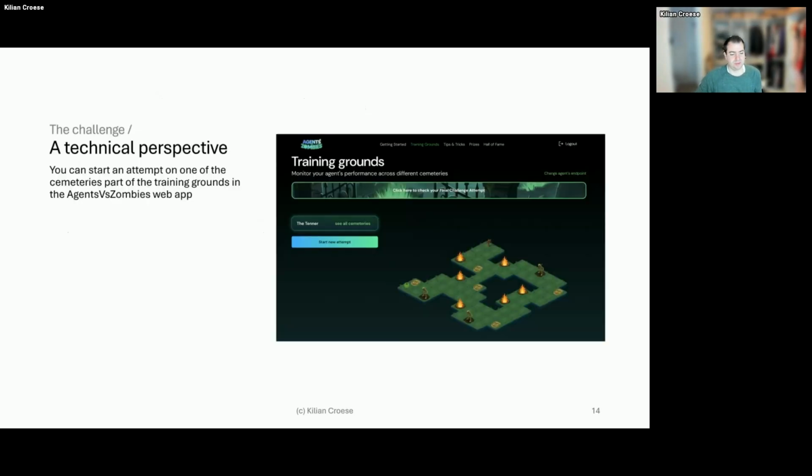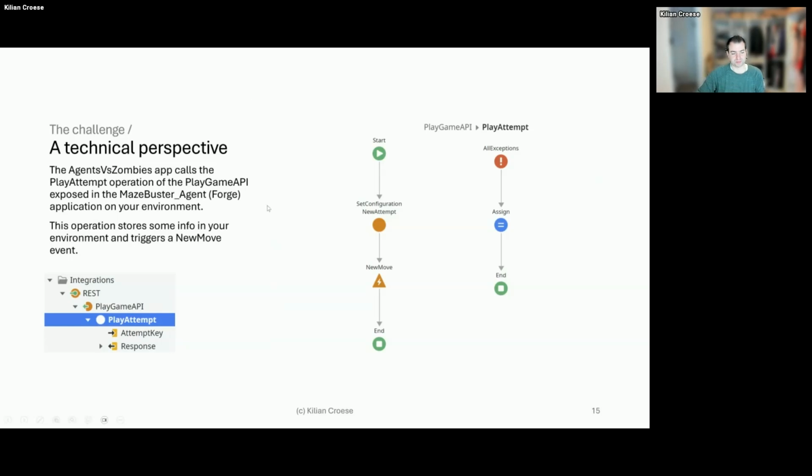Then diving a little bit into the technical parts of it. So I've mentioned it a few times. There's this Agents versus Zombies web application from Outsystems. Once you're registered, you could open it, and then you could select a certain cemetery, hit the Start New Attempt button, and basically that triggered a call to the play attempt operation on your environment. That one stored some information, triggered an event. There's not too much to be shared about that.